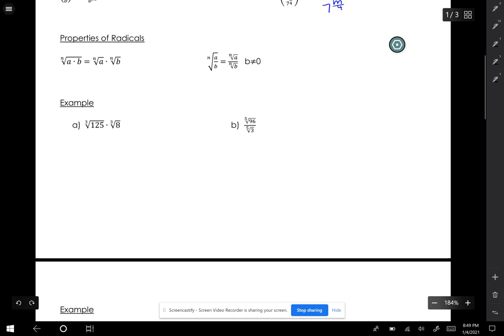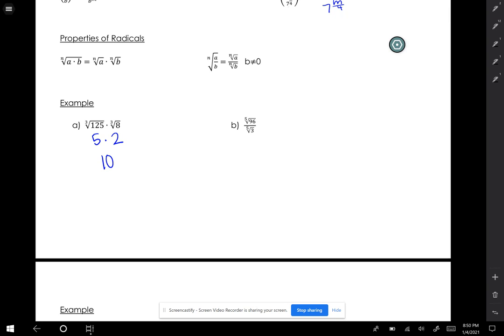So for this example here, part A, we have the cubed root of 125 times the cubed root of 8. Now for this one, you could use the property and combine them, but I don't understand why you would do that because the cubed root of 125 is 5, and the cubed root of 8 is 2. So you would just do 5 times 2, which is 10.